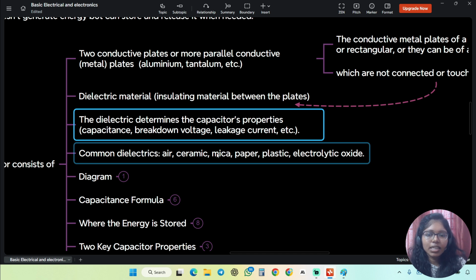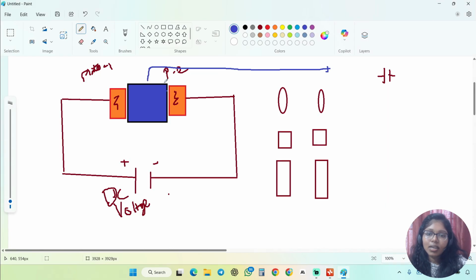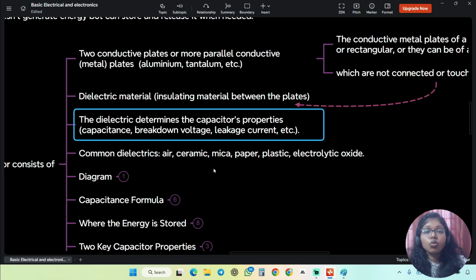There are a lot of dielectric materials. Common dielectric materials are, for example, air, ceramic, mica, paper, plastic, and electrolytic oxide. These are insulating materials that do not conduct. Mica is not going to conduct. Plastic is not either, because these components come under insulating materials. So the dielectric material we choose is going to differ.